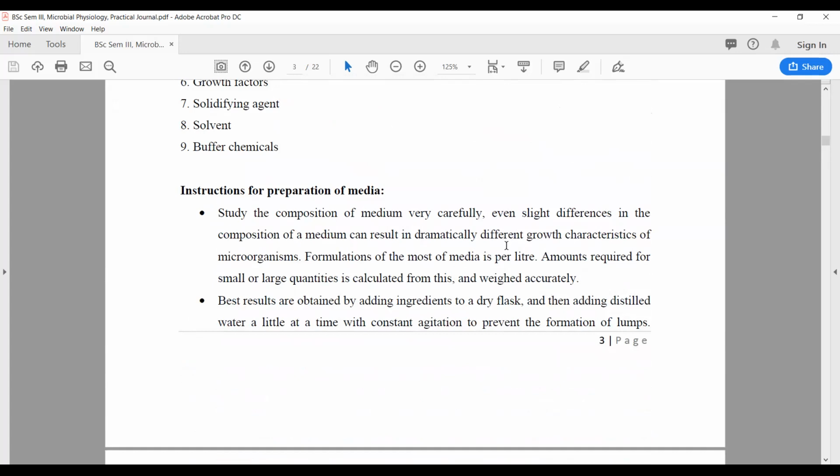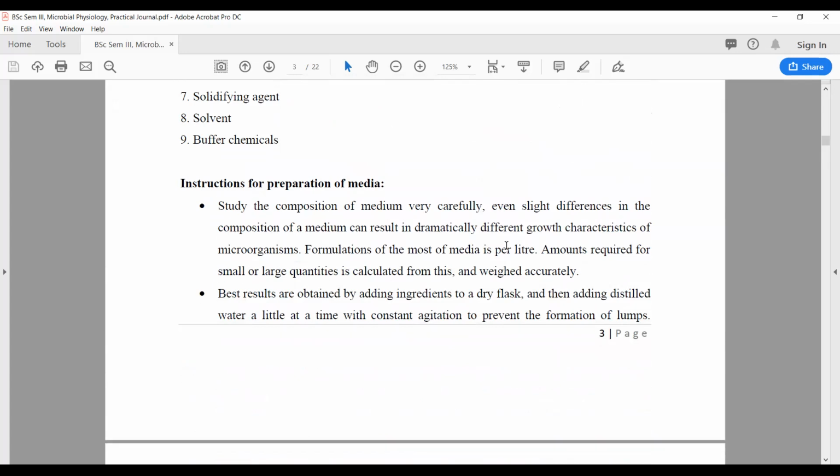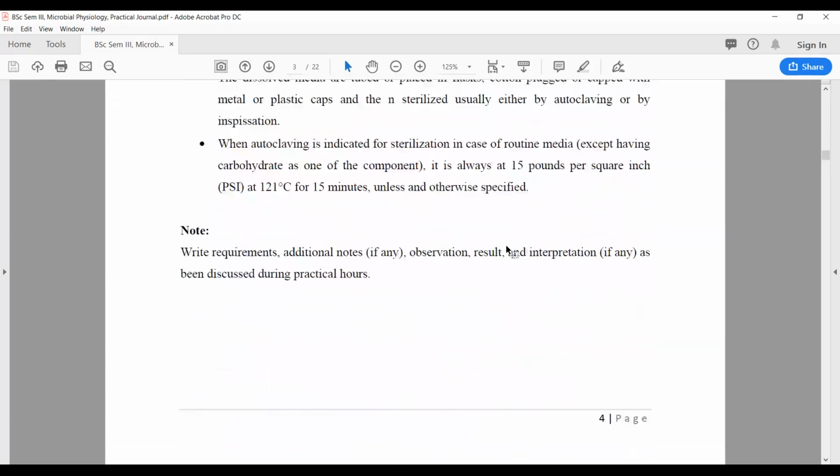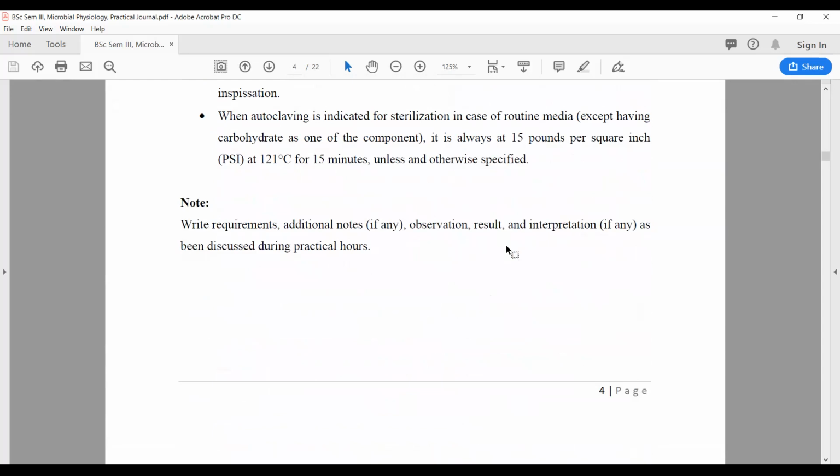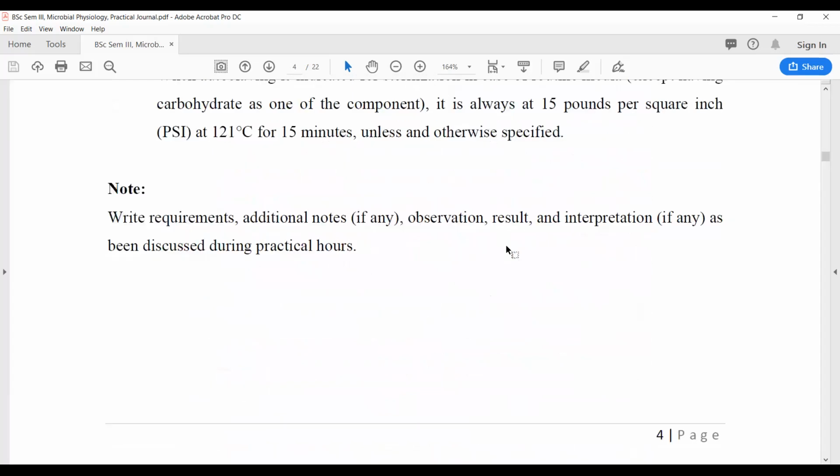It will be there. The protocol I have is a part of the introduction. And here you can read afterwards: requirement, additional note, if any. If you are going to write an additional note, then you have to show it. Then observations, which I have already drawn. Then results and interpretation. If you write any interpretation, it will be after the results only. So you can write it later and show me in the record book.